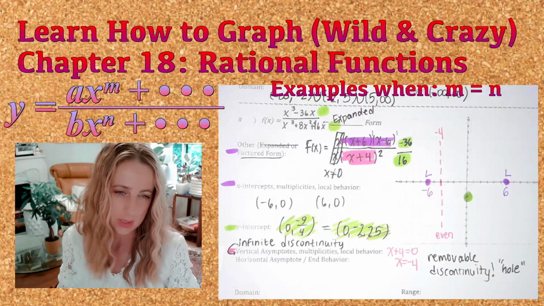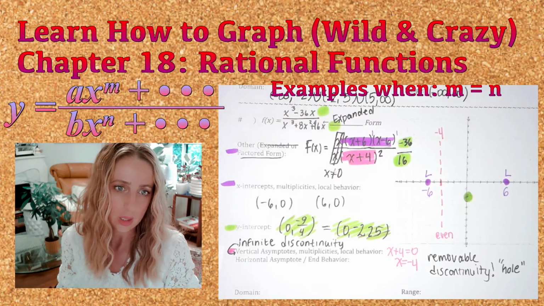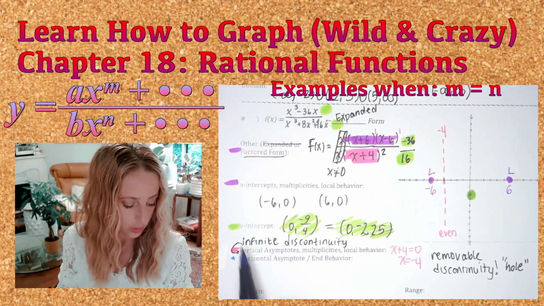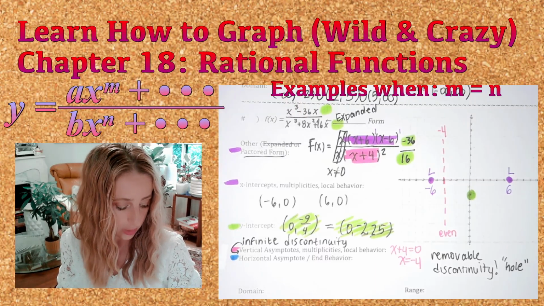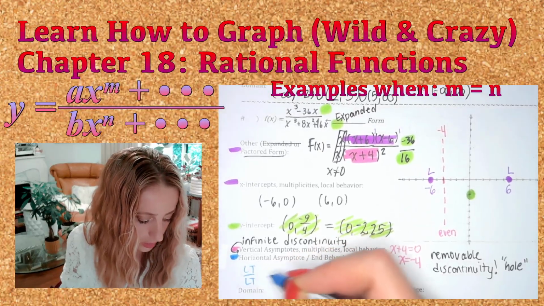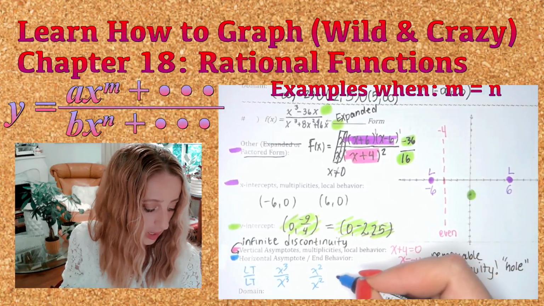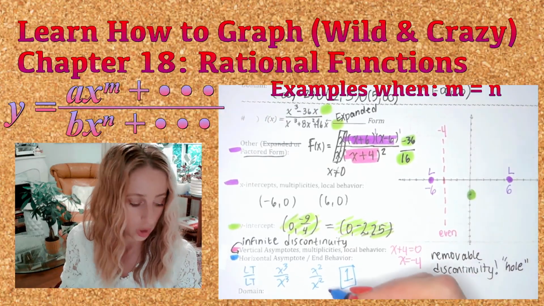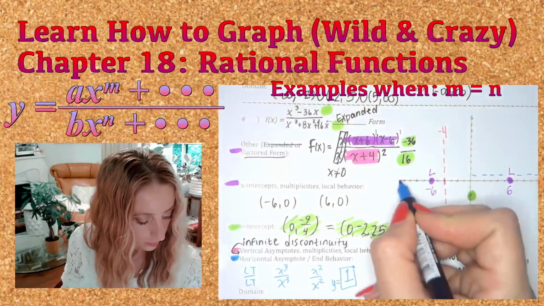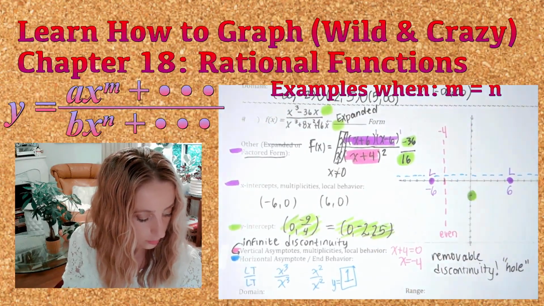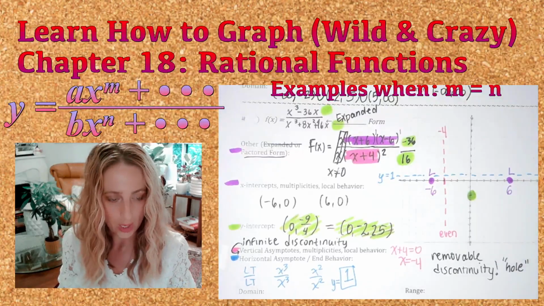And last but not least, we are doing our end behavior. So if I look at this, it doesn't matter if I do this before or after I remove the hole, the removable discontinuity. For my horizontal asymptote, I am looking at leading terms having the same power. So it's either x cubed over x cubed before the hole, or x squared over x squared after I remove it. So either way, it's 1 over 1. So y equals 1 is my end behavior. So my graph will approach 1 as I go out to the sides.